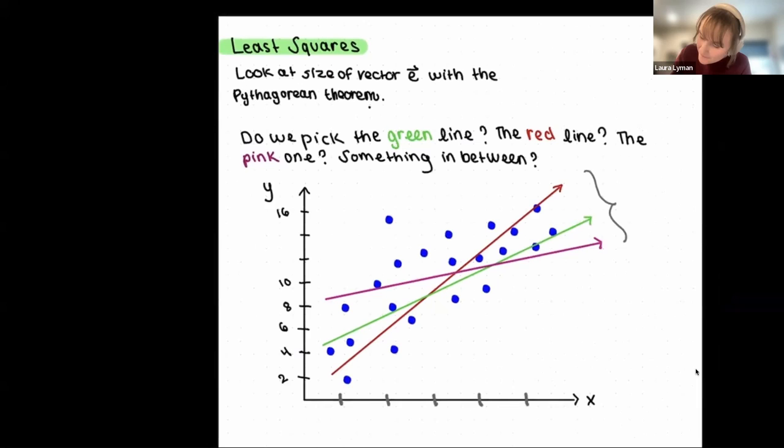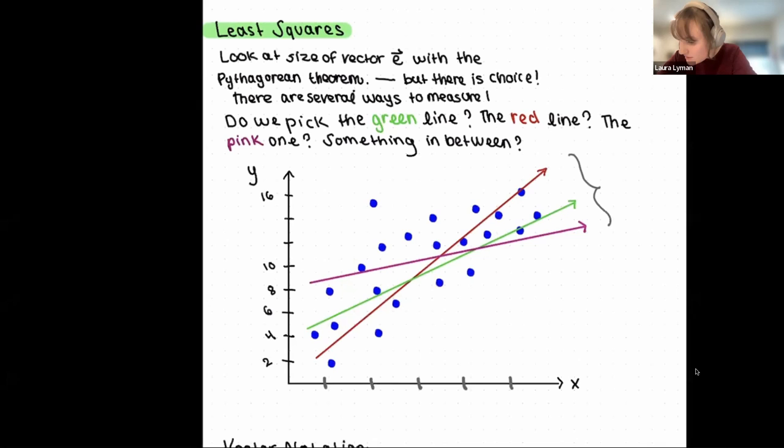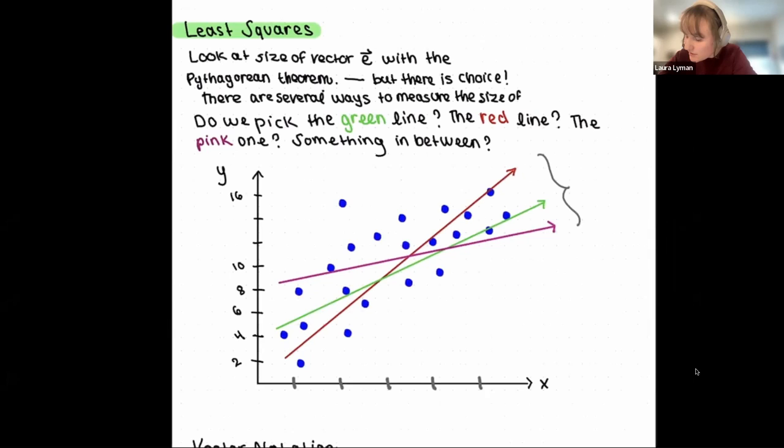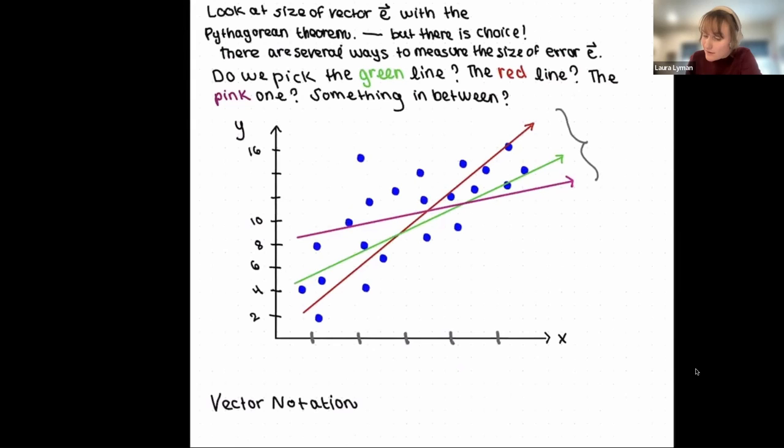But ultimately, even though what we'll demonstrate here is sort of the standard way of determining the size of a vector, there are several ways to measure the size of our error vector E. And ultimately, the way in which we pick or measure the size of our error vector E is going to produce different estimates of our data.